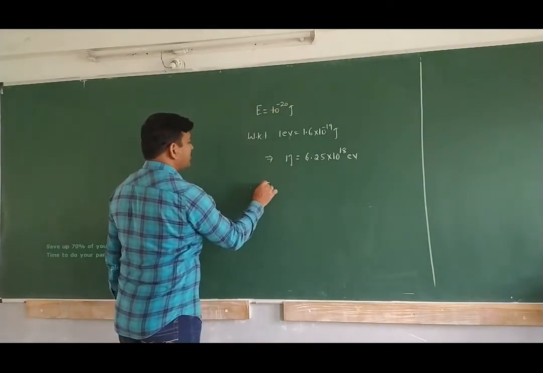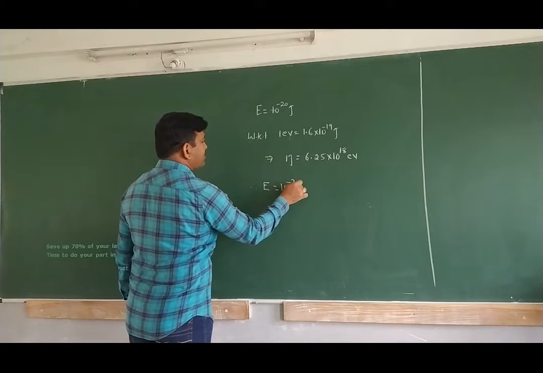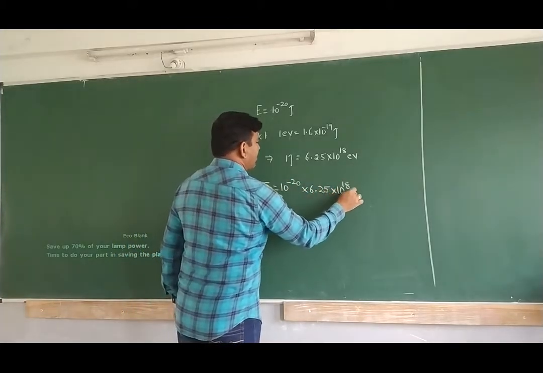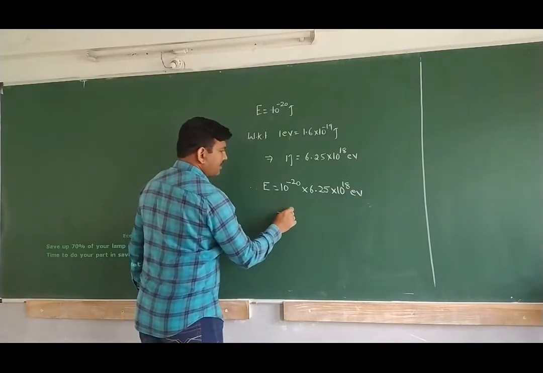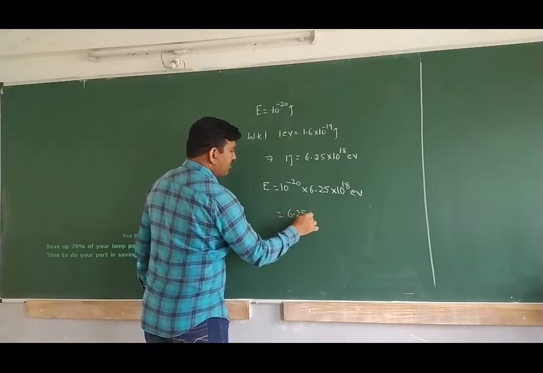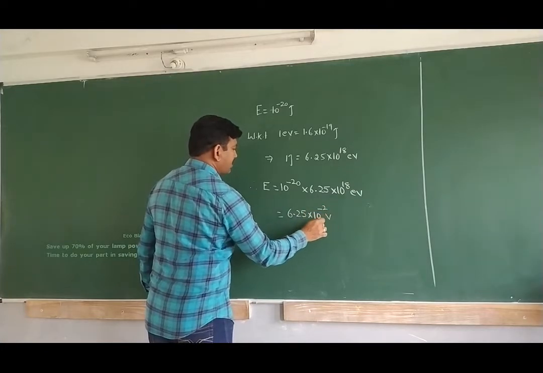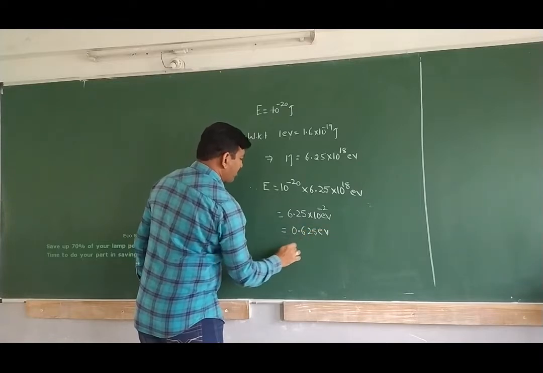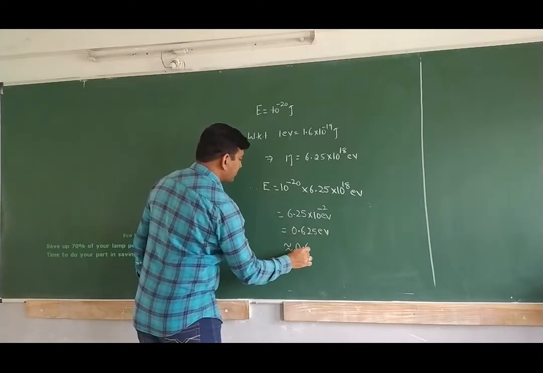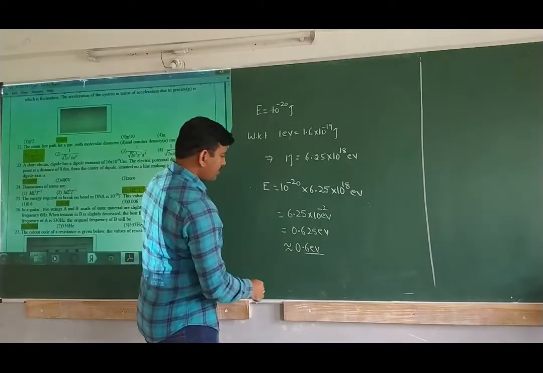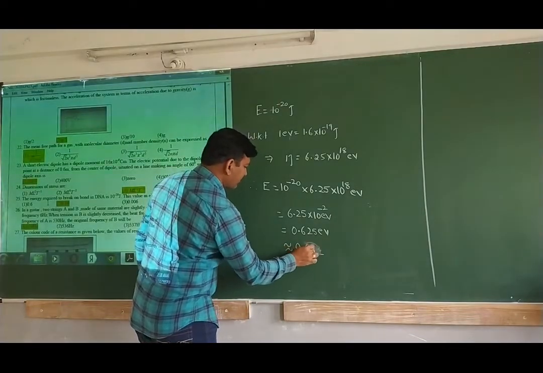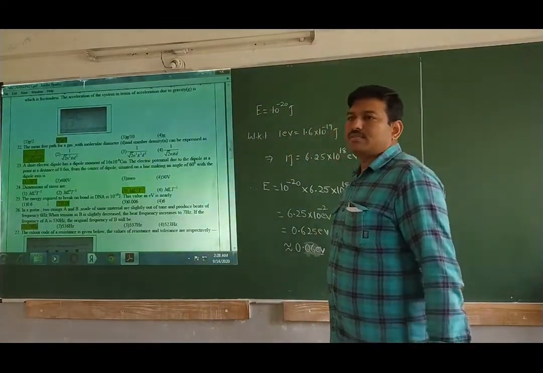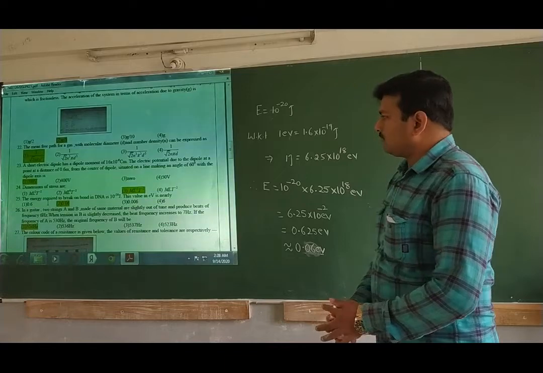Therefore E is equal to 10 to the power minus 20 into 6.25 into 10 to the power of 18 electron volt, which is nothing but 6.25 into 10 to the power of minus 2 electron volt. Please check the answer. This is 0.0625 electron volt, approximately 0.06 electron volt. 0.06 electron volt is the right answer.